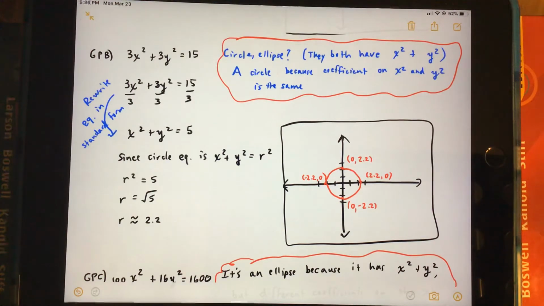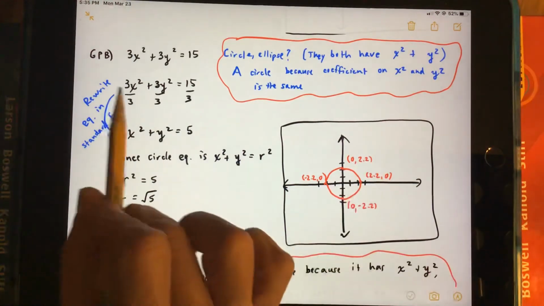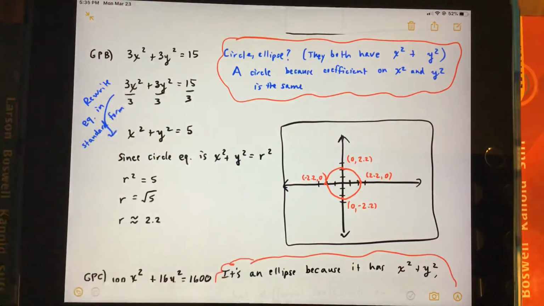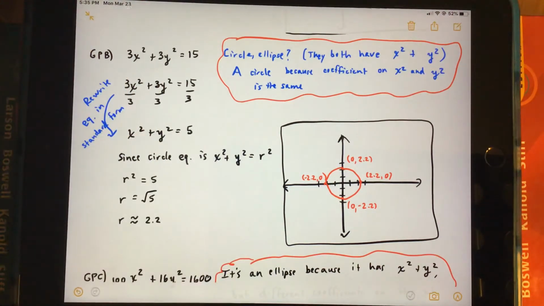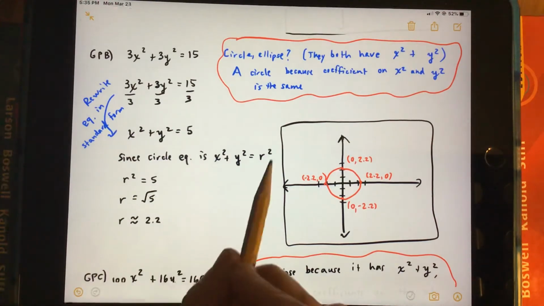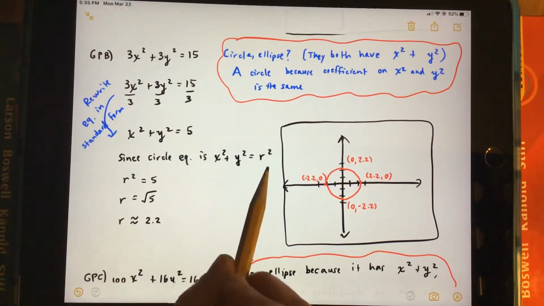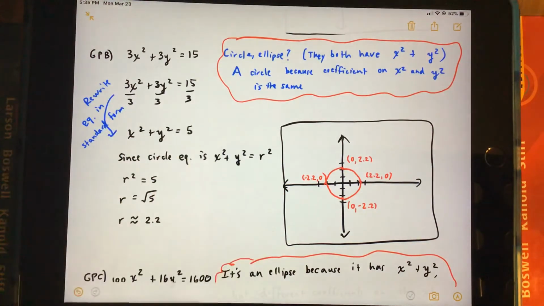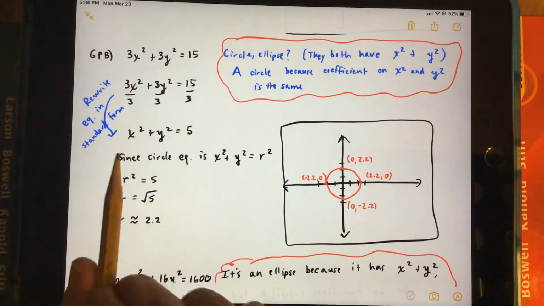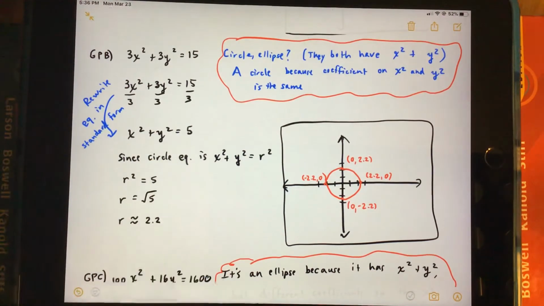Well, circles are actually special kinds of ellipses. Circles are ellipses that happen to have exactly the same coefficient on the x squared and the y squared. So since we now know this is a circle because these coefficients are the same on our x squared and our y squared, we want to get into standard form for a circle. And our circle equation standard form is x squared plus y squared is equal to r squared. So what we're going to do is divide the entire equation by 3 on both sides so that we can get into that standard form. And that gives us x squared plus y squared is equal to 5.